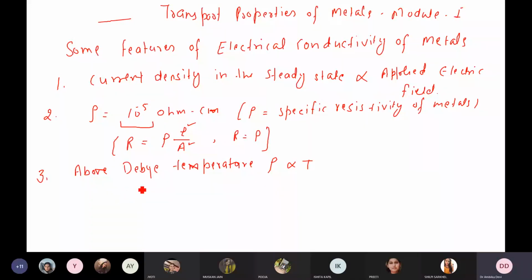Okay, so Debye temperature, if you recall, denoted by theta D, is the temperature of a crystal's highest normal mode of vibration. That is the highest temperature that can be achieved due to a single normal mode vibration.